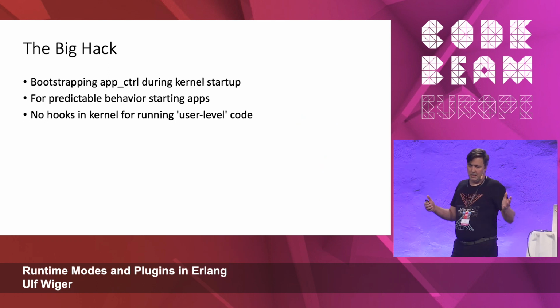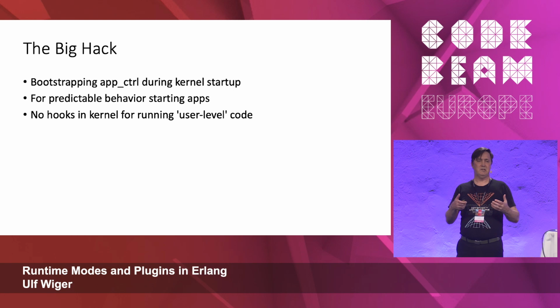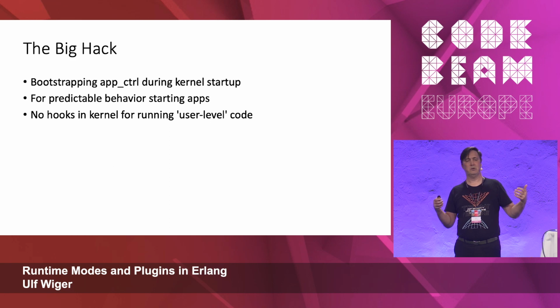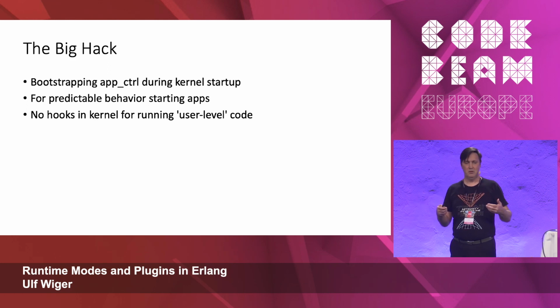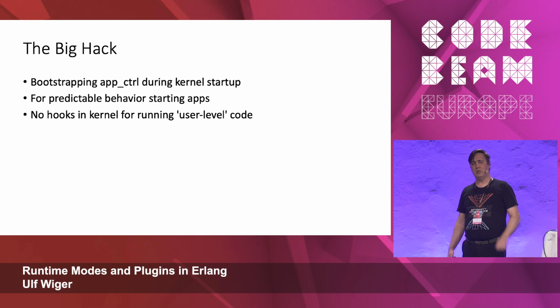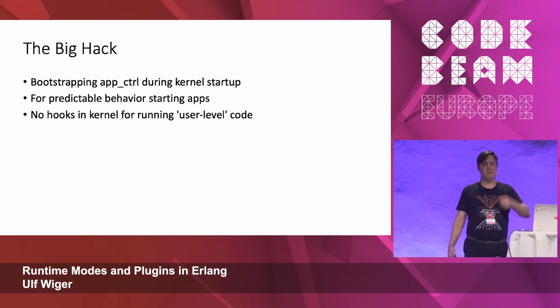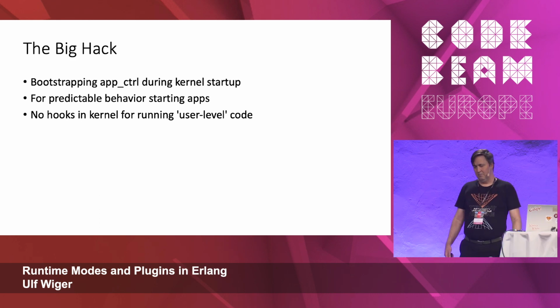Because the application controller, if it's dist AC, will actually be called by the kernel, which is what you want. You don't want the application controller to start a bunch of applications while app control is trying to figure out which apps to control. So how do you hook into the kernel and say, run this code? I didn't really find a good way to do that.